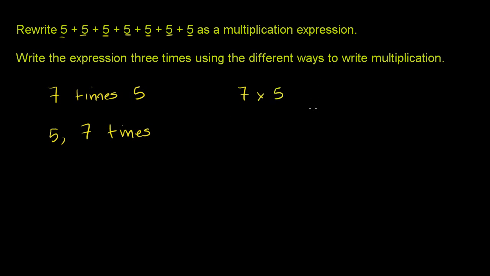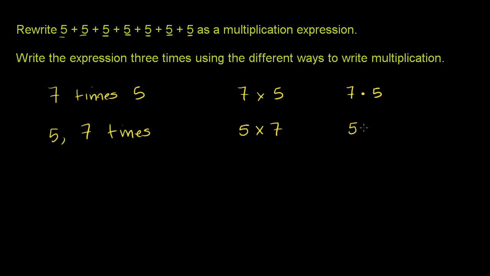We could also write it like this, 7 dot 5. This and this mean the exact same thing. It means we're multiplying 7 times 5 or 5 times 7. You can actually switch the order and you get the exact same value. You could actually write it 5 times 7. So you can interpret this as 7 5 times or 5 7 times, however you like to do it. Just want to show you that these are all equivalent.